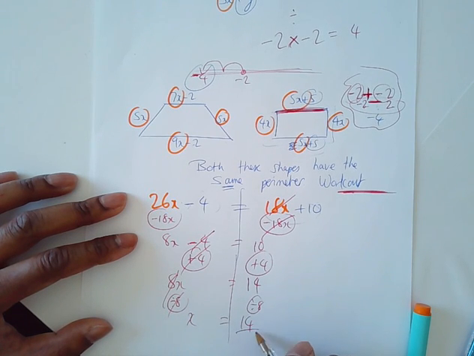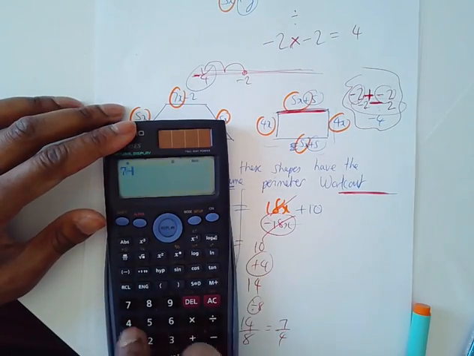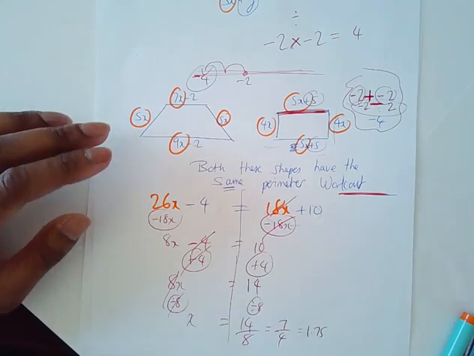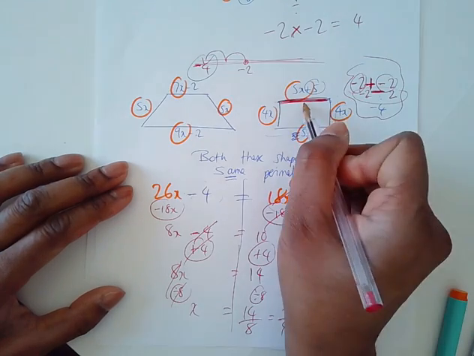So you've got 14 over 8. Simplify, 7 over 4. You can leave it as 7 over 4, or you can work it out. 7 divided by 4, I got 1.75. So the value of x I got is 1.75, but I'm trying to work out the length of this.